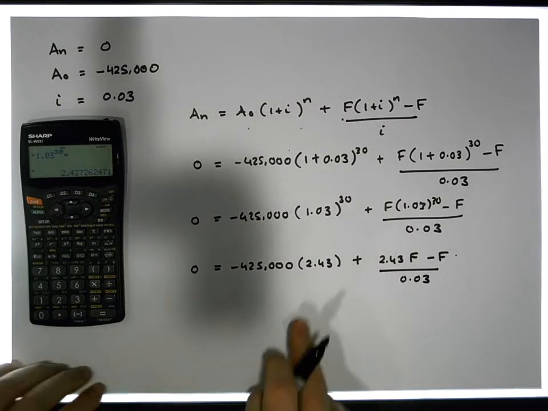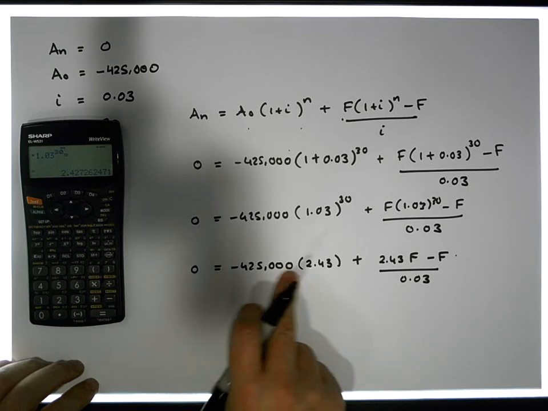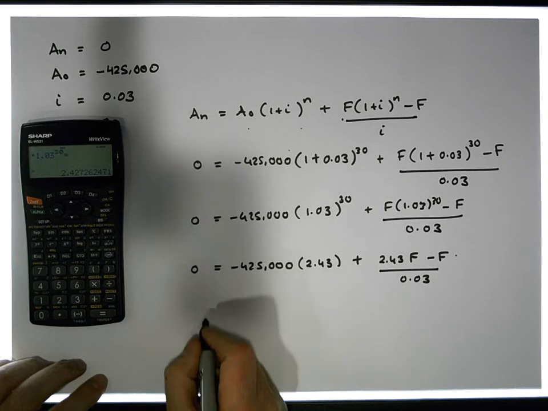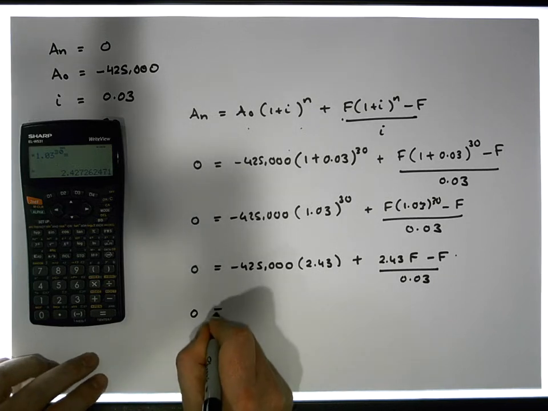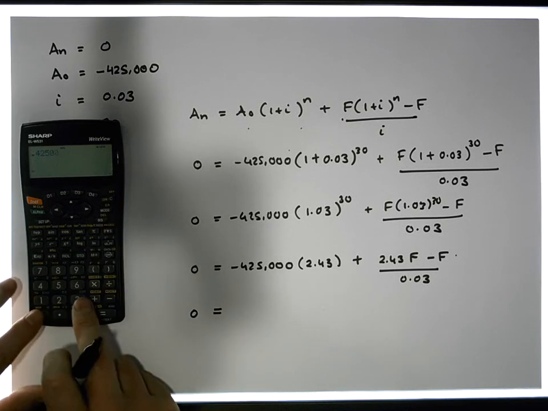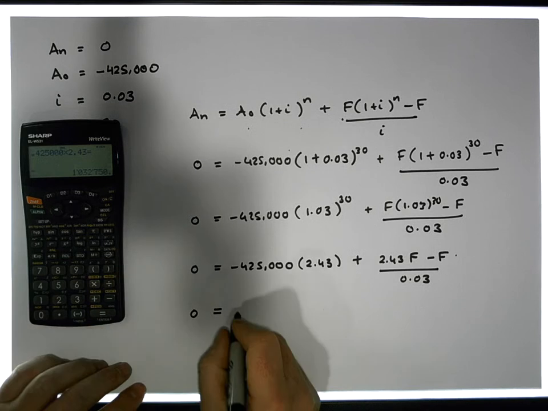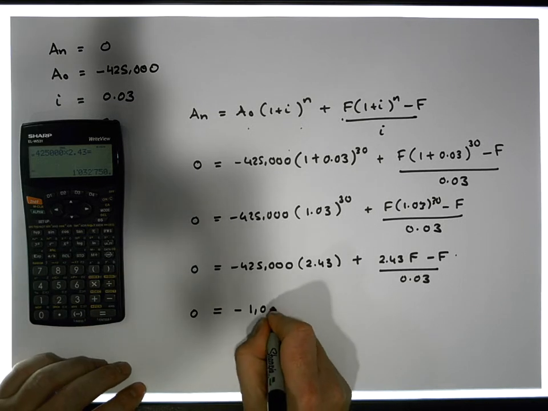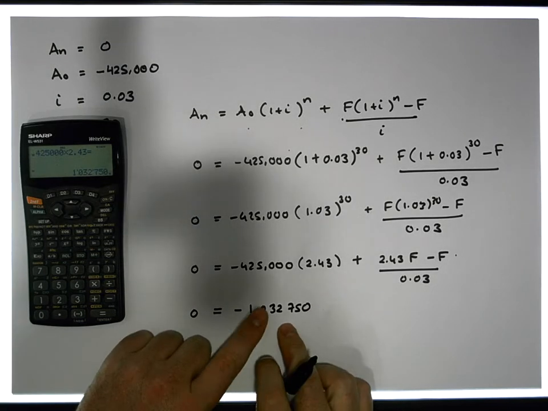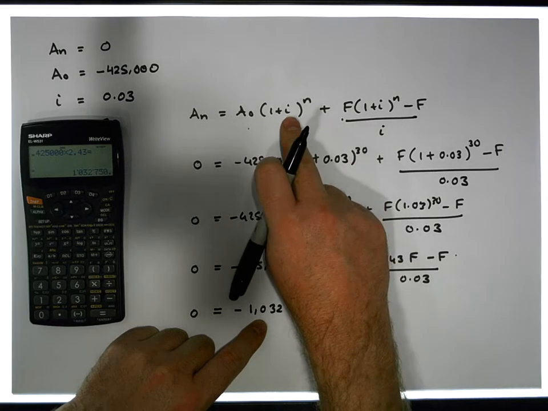Now we want to solve for F, so we could bring this particular value over to the left hand side. Maybe let's multiply it out, so it'll give us an understanding of how much we need to pay back. So it's 425,000 euros multiplied by 2.43, which gives us a value of minus 1,032,750 euros. That's the cost of borrowing 425,000 euros over 30 years at an interest rate of 3%.